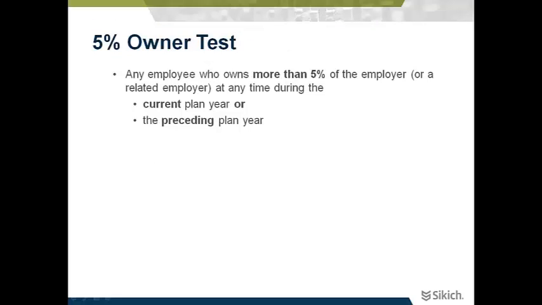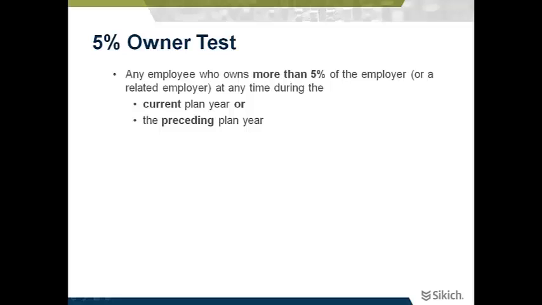If an employee owns more than 5% of the employer or a related employer, they're going to be considered an HCE regardless of his or her compensation. The more than 5% owner test is looking at any time during the current plan year, or as we say, the determination year, or the immediately preceding plan year, or the look back year. So we have to look at both years.